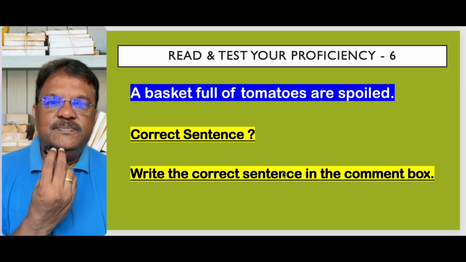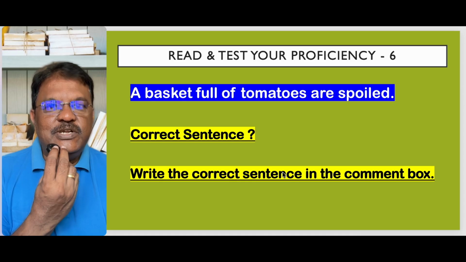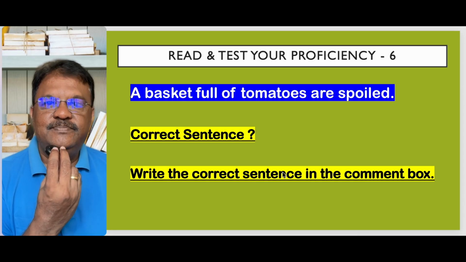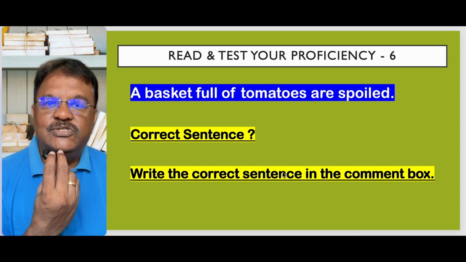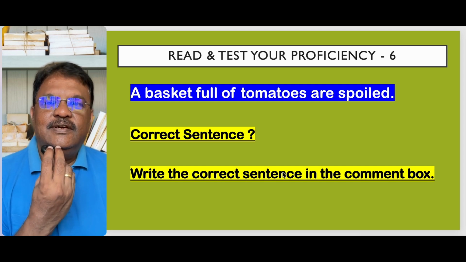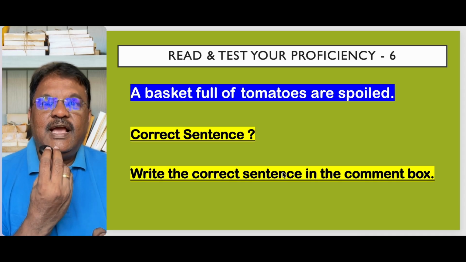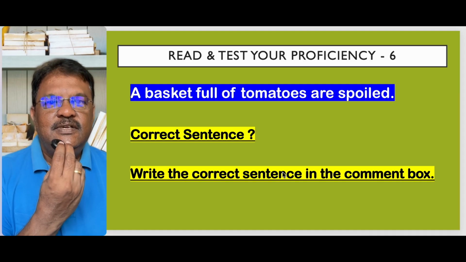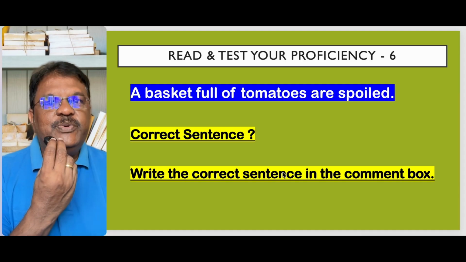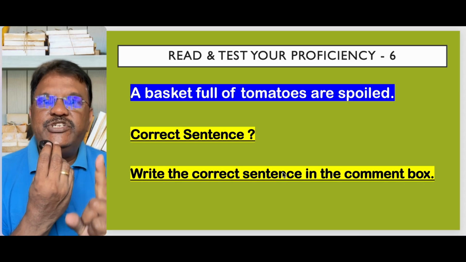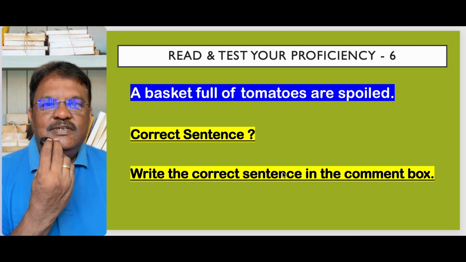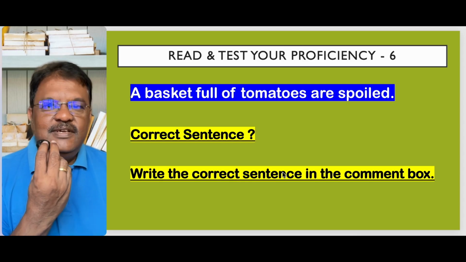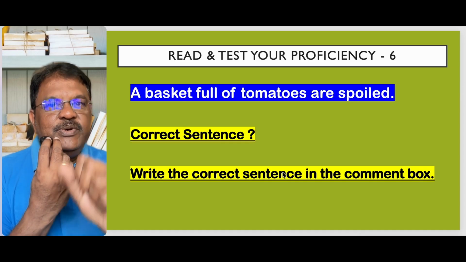My dear friends and students, we are at sentence number 6. Let's read this sentence. A basket full of tomatoes are spoiled. Read this sentence. Check which is the verb and see if that verb, especially the auxiliary verb, agrees with the subject of this sentence or not. And write your correct sentence and your answer in the comment box. I will be waiting for your answer in the comment box. So write it, don't forget. Then only I know you are actively participating in my class. You got it? Very good.